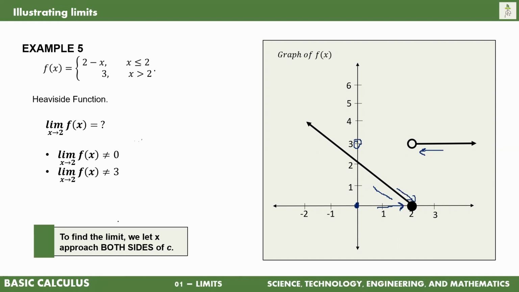Pagka ganitong case na magkaiba yung left tsaka right side, what can we infer? Ibig sabihin, the limit of f of x as x approaches 2 does not exist. Kasi, sa limits, dapat both sides yung concern. Sa left tsaka sa right. Okay? Pero pag hindi sila equal, you cannot say na it has a limit. The limit does not exist.